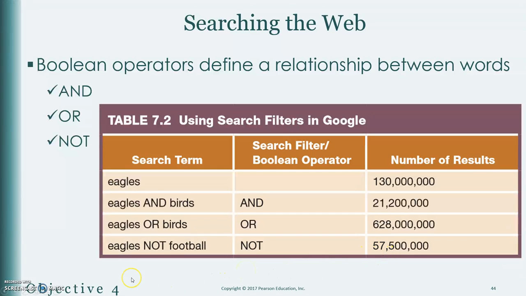So it looks like eagles and birds, if that's what they're searching for, is their best bet using the and. That brings back the fewest amount of results. And sometimes that's a good thing, because do you really think you're going to have time to go through 57,500,000 websites? You probably aren't going to have the time, and you probably don't want to. So try using these sometimes, and you'll see if you capitalize them, that tends to give the signal to Google that you're using a Boolean operator.